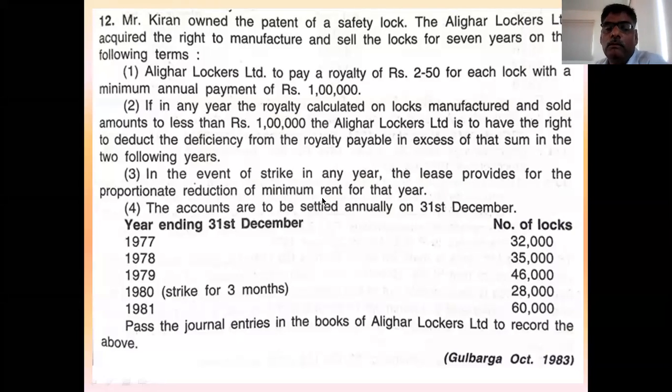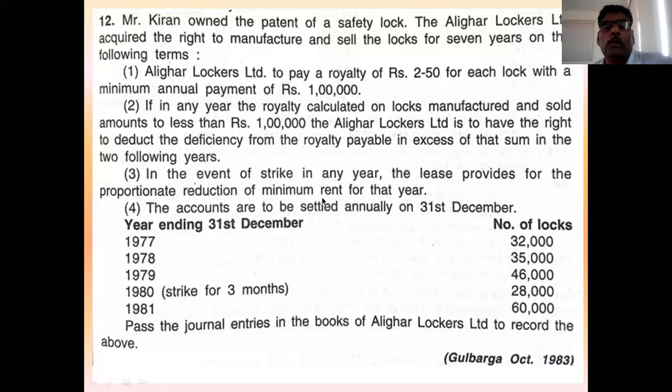4 points clear. First point, rate of royalty 2 rupees 50 paisa. Second point, minimum rent 1 lakh rupees. Third point, recovery of short working. Recovery of short working is in the two following years, which means the next 2 years, floating period. And fourth point is regarding strike. In the strike period, rent is reduced proportionately.